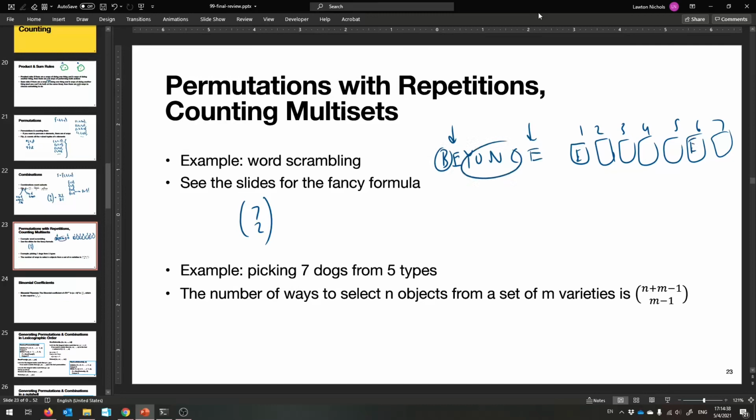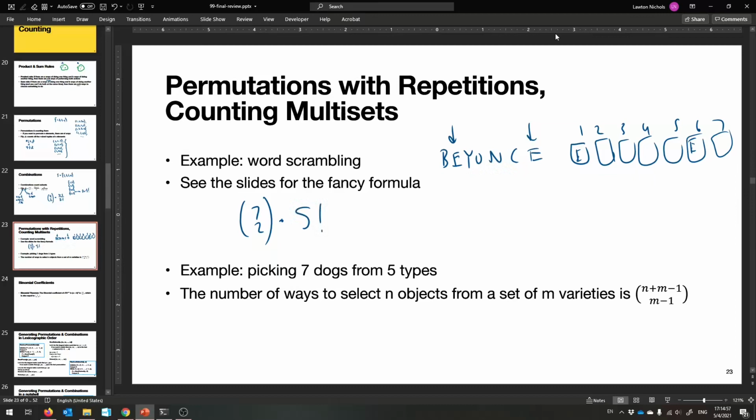Make sense? And then once I placed the E's somewhere, I have the rest of the characters to worry about. How many ways are there to scramble the rest of them into the rest of the spaces? And because there are 1, 2, 3, 4, 5 left, and I can permute any of them in any order because they're all separate, the answer is just times 5 factorial. Okay, so that's word scrambling.